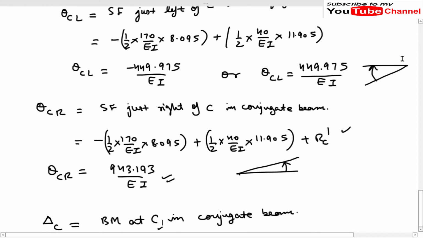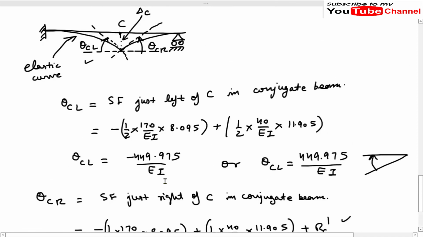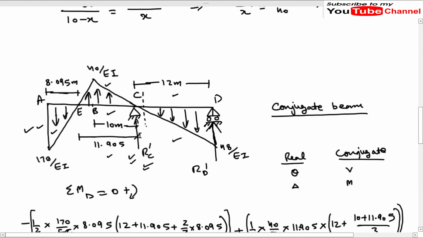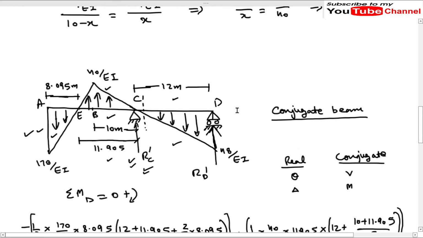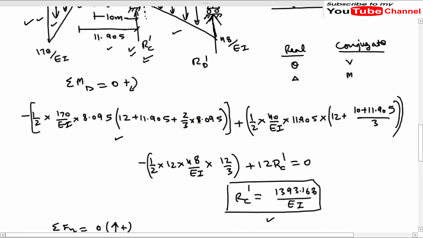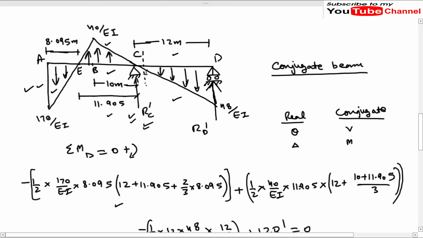Now we are going to find out the deflection at internal hinge. So the deflection at internal hinge in real beam will be equal to bending moment at C in the conjugate beam. Okay, so the bending moment at C in the conjugate beam we can find out by considering the forces on the segment CD, or by considering the forces on the segment AC. So the easiest way is to consider the bending moment at C by considering the portion CD. Okay, so when we are considering the portion CD, the moment due to this triangle loading acting on portion CD, and the other moment will be due to this reaction RD dash.